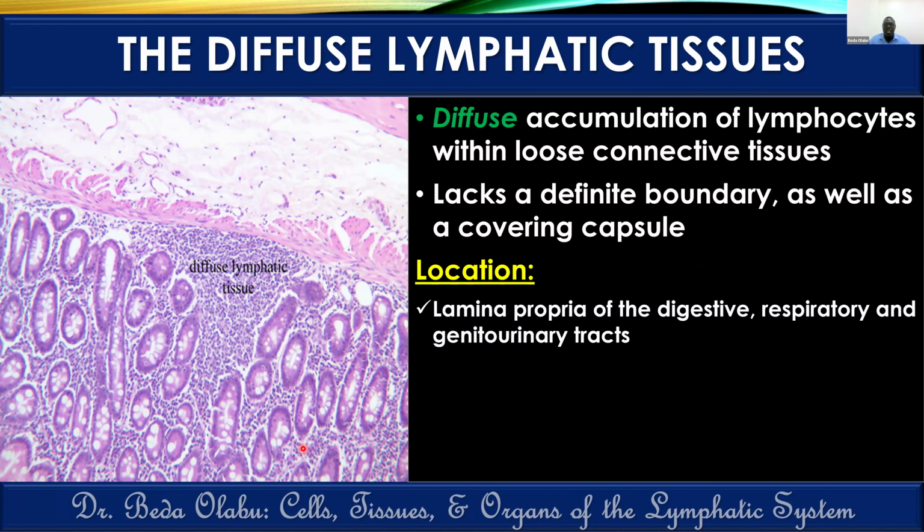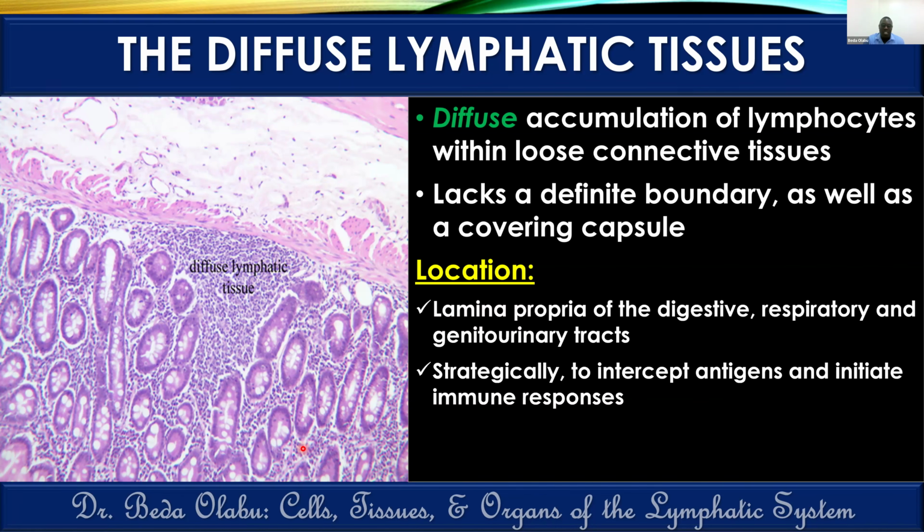We find this kind of lymphatic tissue within the lamina propria of the digestive system, respiratory system, and genitourinary tracts. Lamina propria is the loose connective tissue beneath the epithelial lining of these regions. They constitute part of what we call the mucosa. We'll be discussing that more, perhaps in 2 weeks' time. Strategically, they are located to intercept antigens and initiate immune response because they are located within mucosal surfaces.